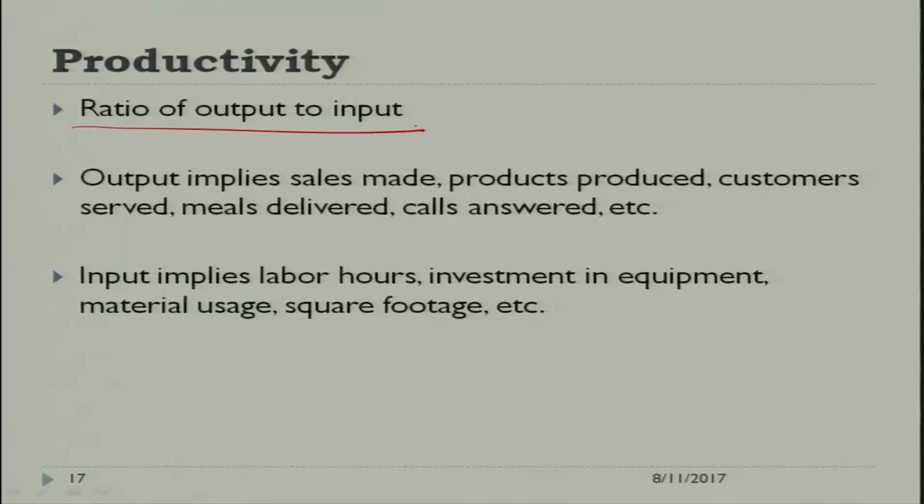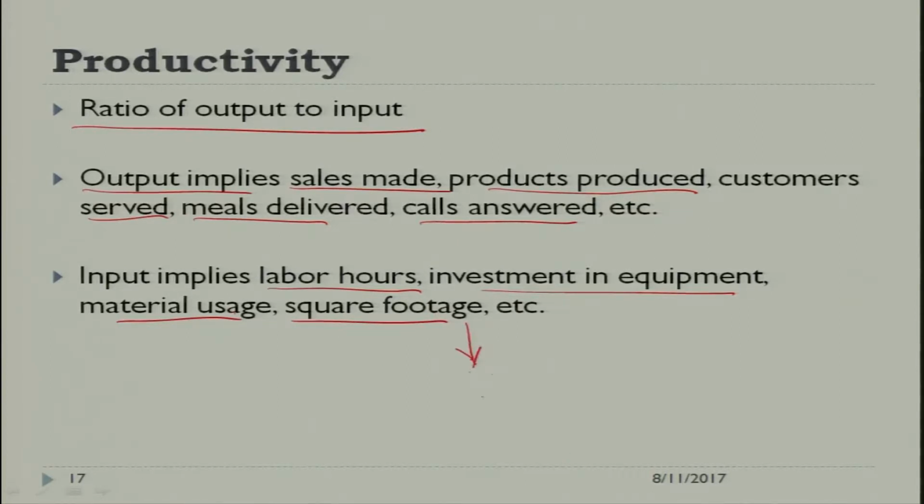And there is another term that will come out of this, which is also called productivity. As I said earlier, it is a ratio of output to input. It is also efficiency. So, some people say I am working on efficiency, some say I am working on productivity. Either way you are improving efficiency or productivity. So, what are typical outputs? Outputs are the quantity sold, products produced, customers served, meals delivered, calls answered. There are many ways you can measure the output. Depending upon which industry you are dealing with, your output will change. Input implies labor, man hours, equipment investments, material usage, how much factory square footage usage, etc. are all different types of inputs.